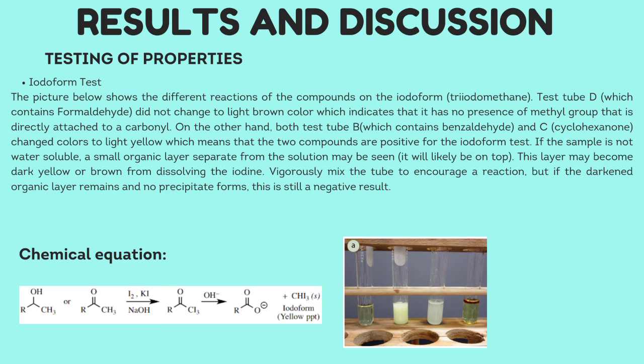If the sample is not water soluble, a small organic layer separate from the solution may be seen. It will likely be on the top. This layer may become dark yellow or brown from dissolving the iodine. Vigorously mix the tube to encourage a reaction, but if the darkened organic layer remains and no precipitate forms, this is still a negative result.